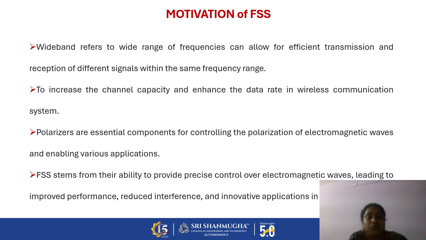And polarizers. We are using polarizers only for controlling the propagation of the electromagnetic waves, and we can utilize them for applications such as electromagnetic shielding, as well as radar and radome applications. And the FSS is mainly to provide precise control over the electromagnetic waves, and we can improve the performance level of the transmission and reflection coefficients as well as the absorption coefficient, and also we can reduce the interference in the wireless communication system, and we can utilize the FSS in innovative applications in wireless communication systems.